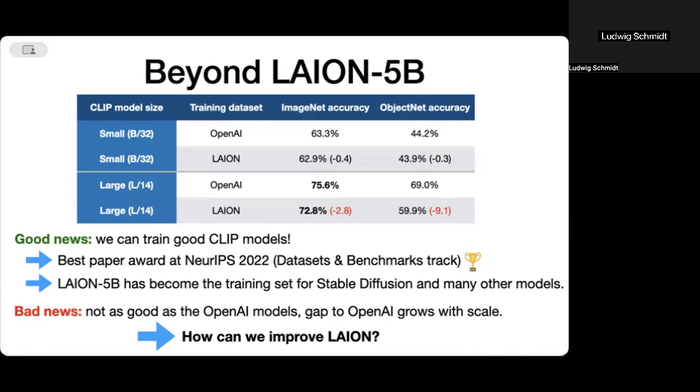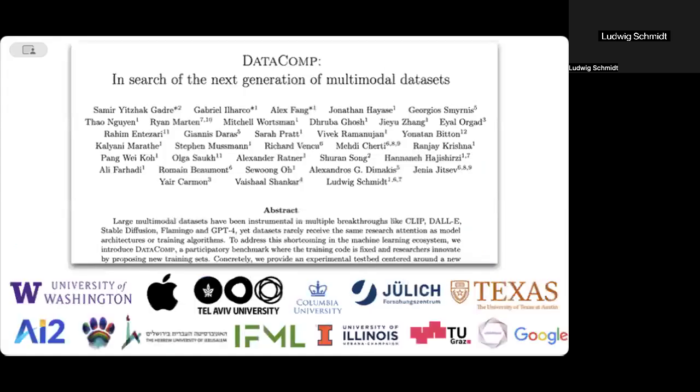So LAION was a good data set, but not quite there yet compared to the OpenAI training set. So the big question was, how can we improve LAION? And in order to answer this question, we set up basically a competition, a benchmark focused on training data curation. This was, again, a big collaboration with many amazing contributors from open source AI, various universities, and so on.